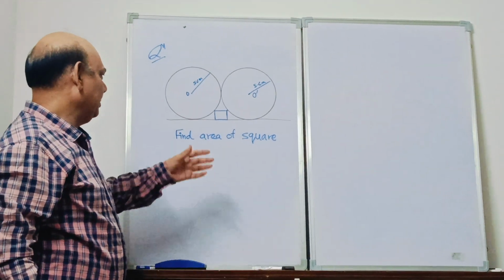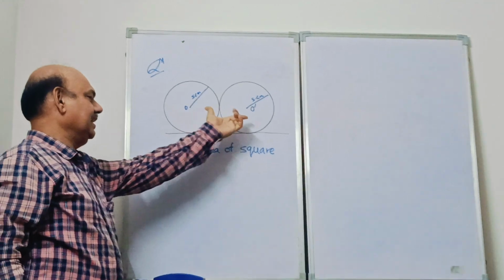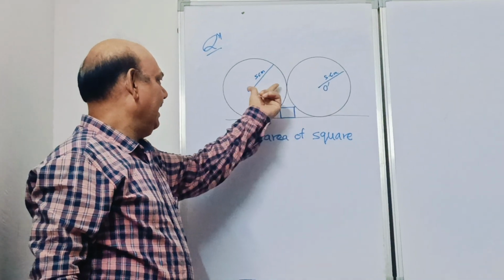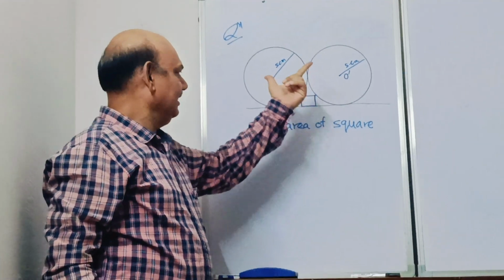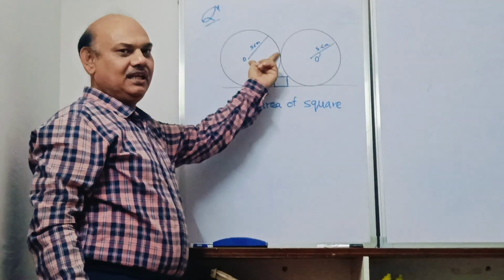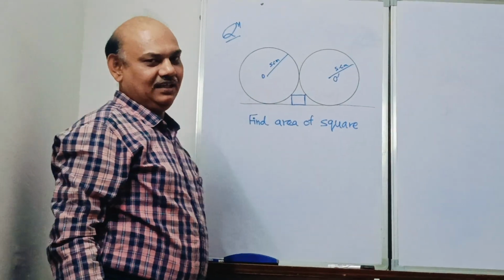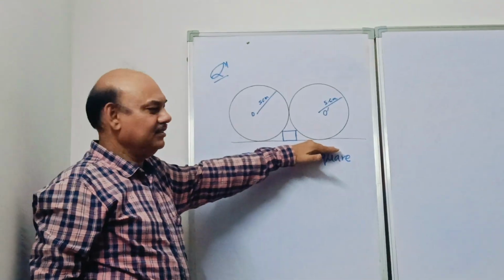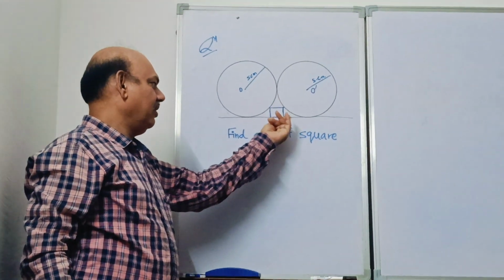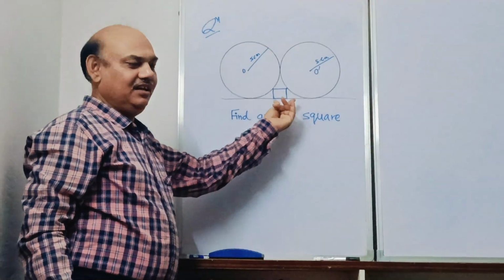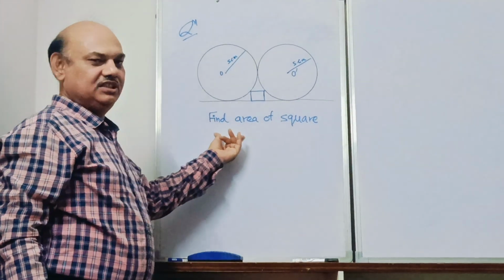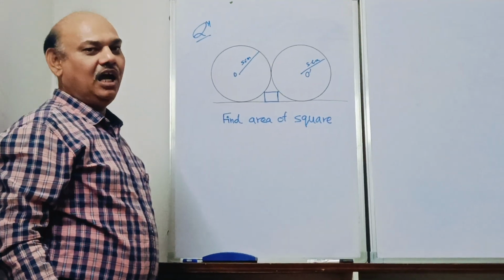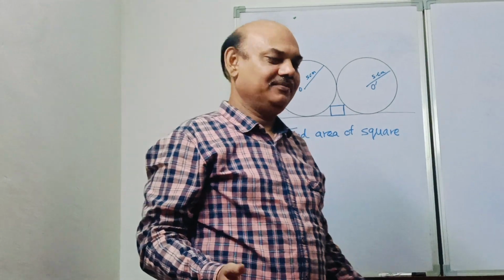Dear students, what you see here are two circles with centers O and O dash. The radius of both circles is 5 centimeter, meaning 5 centimeter radius of this circle and 5 centimeter radius of this circle. Both circles touch a base and make a perfect square here. You have to find the area of this square. Now let us see how we find the area of this square.